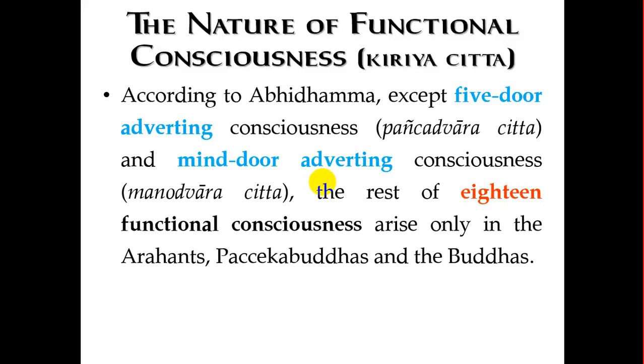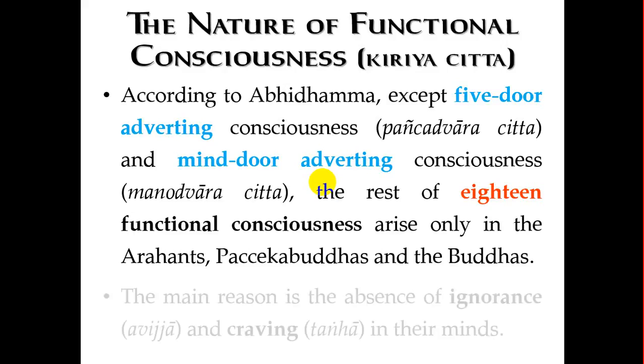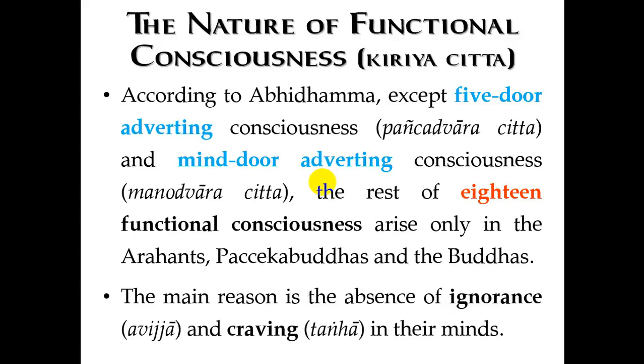Among the 20, only 2 consciousnesses arise in the minds of Puthojana, Sotapanna, Sakadagami, and Anagami, right? So the rest of the 18 types of consciousness arise in the minds of arahants, according to Abhidhamma. The main reason is the absence of ignorance and craving in their mind.